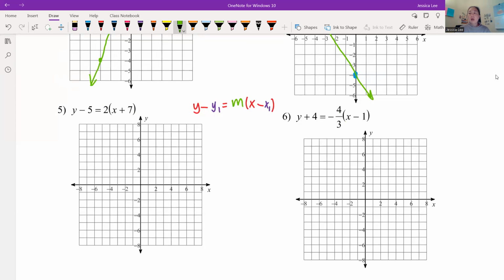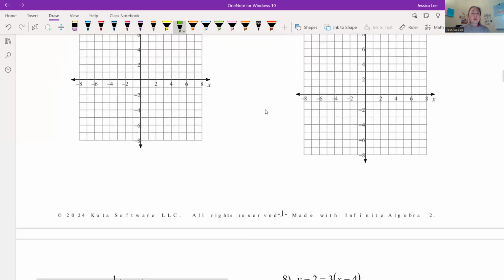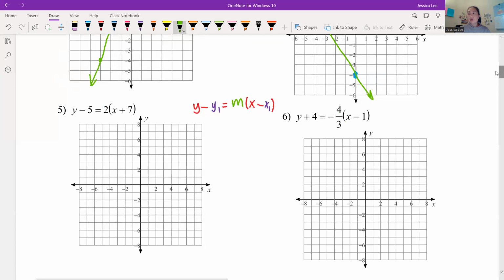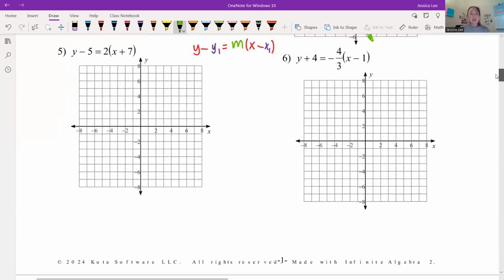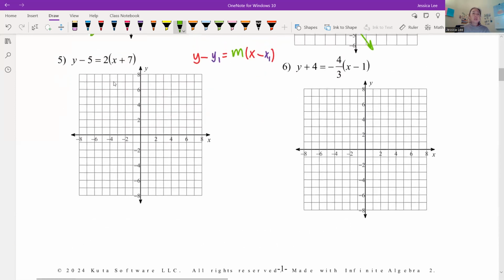Number 5. This is point slope form. Notice unlike the other equation, this one has a y minus 5. Then we have some parentheses here. So again, our slope is located in the same place. It is located in front of the x, right outside of the parentheses. Our x coordinate is going to be next to the x, and our y coordinate is next to the y.